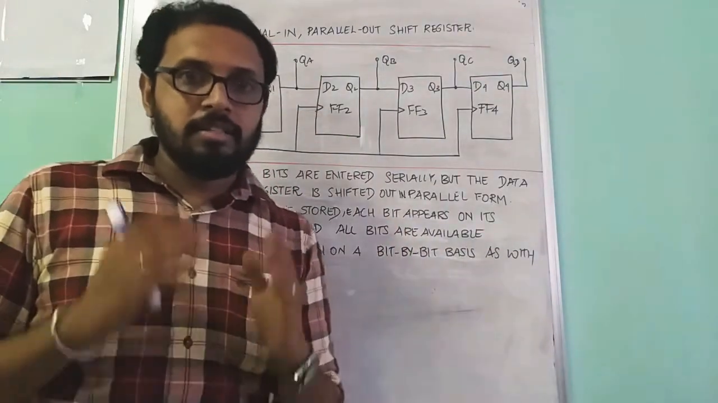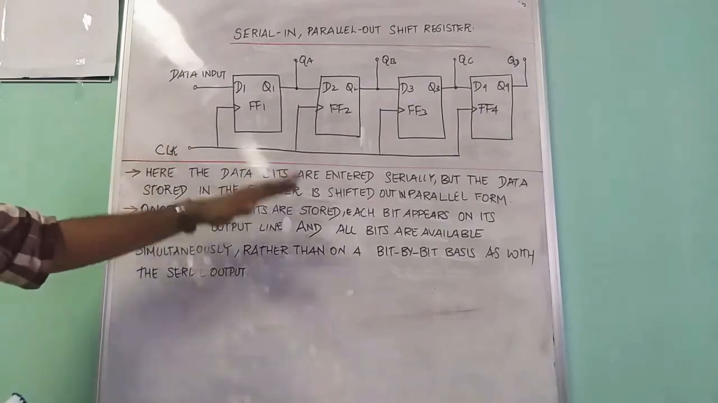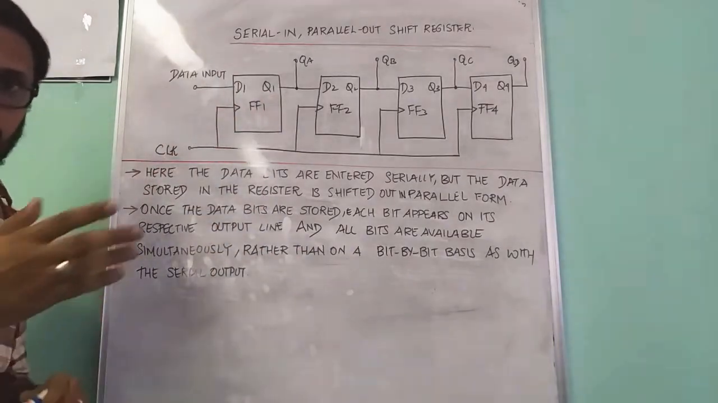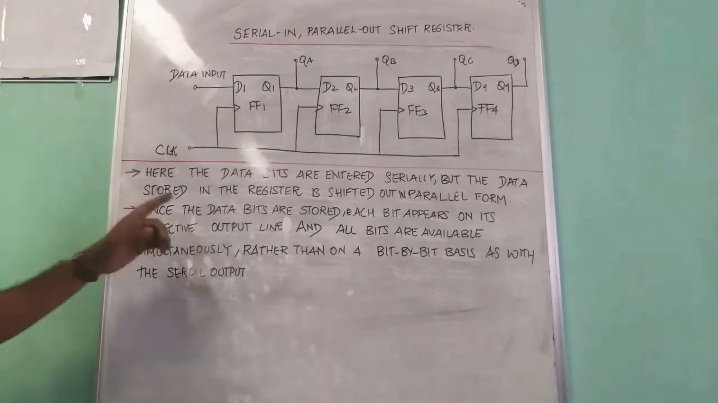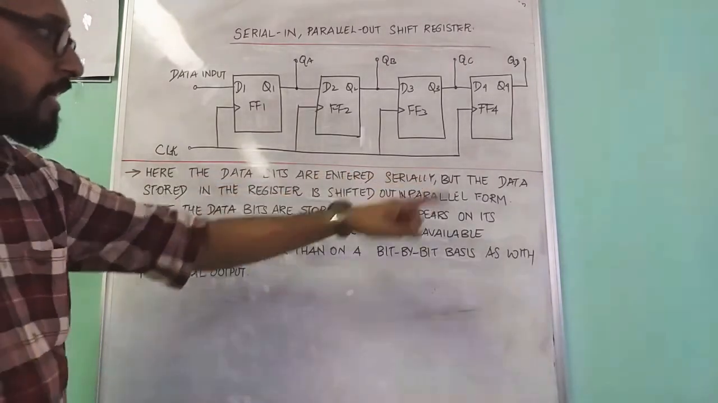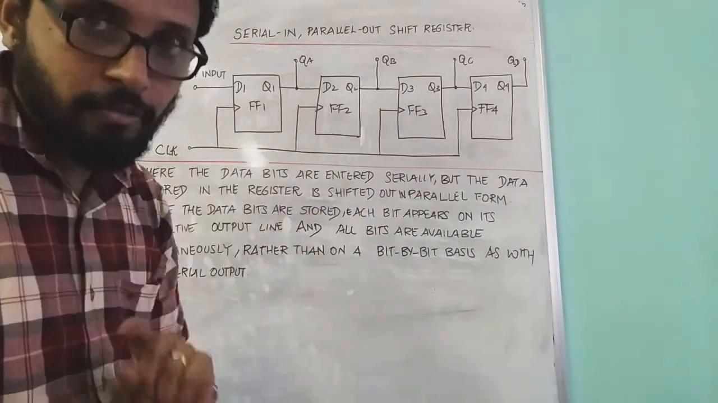Next we will see the serial in parallel out shift register. First we will go to the theory part, then we will discuss the diagram. In serial in parallel out shift register, the data bits are entered serially, but the data stored in the register is shifted out in parallel form.